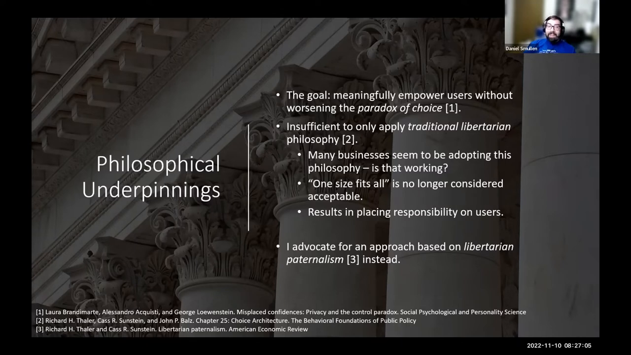I'm not sure. What we've found over recent years is that one-size-fits-all settings are just not considered acceptable anymore. And so what this libertarian philosophy results in is placing the responsibility on users to figure things out themselves. So what I'm advocating for here is an approach based on something called libertarian paternalism. The paternalistic aspect means giving the guiding hand, the gentle nudge of a parent, right? It allows people to get the choices that they want, but we're going to help them get to the ones that they want.